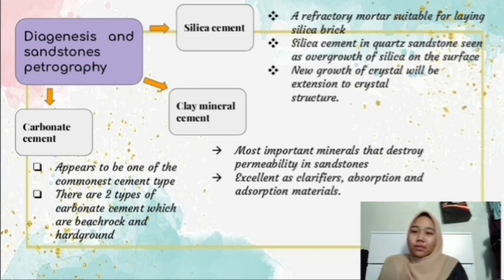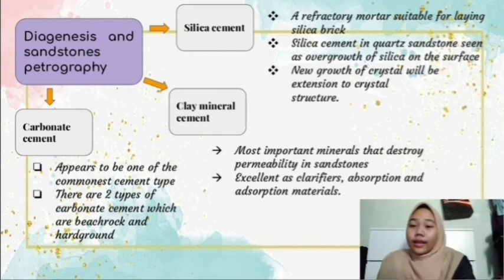Lastly, clay mineral cement is the most important mineral that destroys permeability in sandstone, and is excellent as a clarifying and absorption material. It is used in many industrial applications such as paper, paint, petroleum, and so on due to its versatility, abundance, and low cost. Direct precipitation of clay minerals belonging to the illite and smectite groups can occur from pore waters and form a cement in sandstone beds.